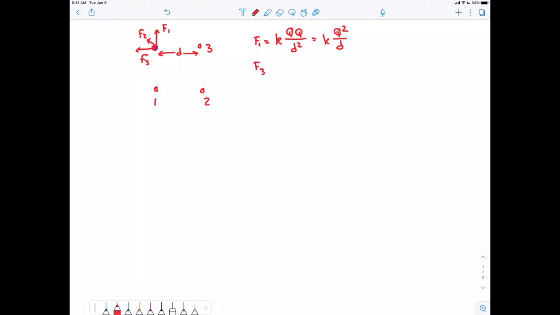How about the magnitude? F3 is going to be the same thing, because 1 and 3 are the same distance away. Why is it not D squared? Yes, D is squared. Thank you. Or F1 too? Thanks. And now F2.